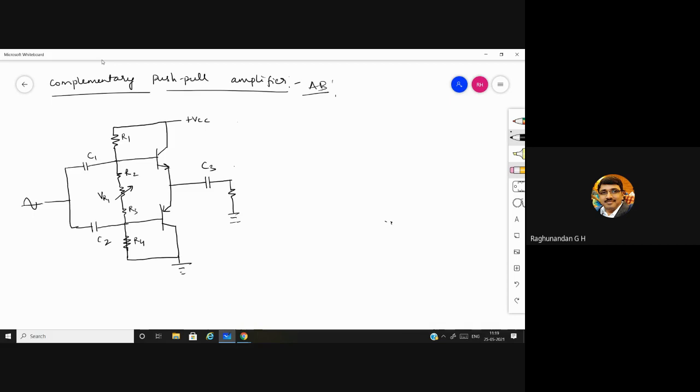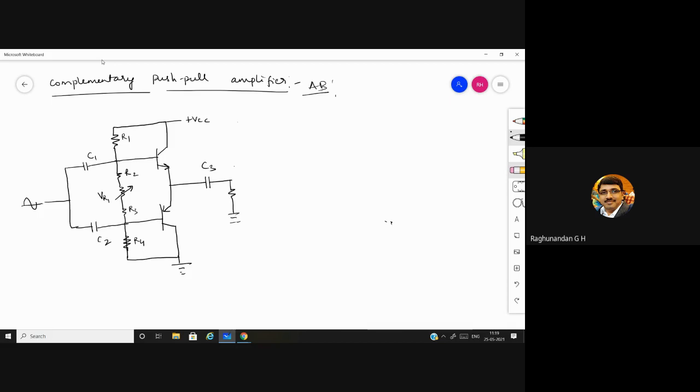So this is the circuit which we are having for complementary class AB push-pull amplifier with a potential divider circuit. So here you can observe we are having a potential divider circuit. That means a potentiometer. You'll be using a pot which is a variable resistance. So we are capable of tuning it.